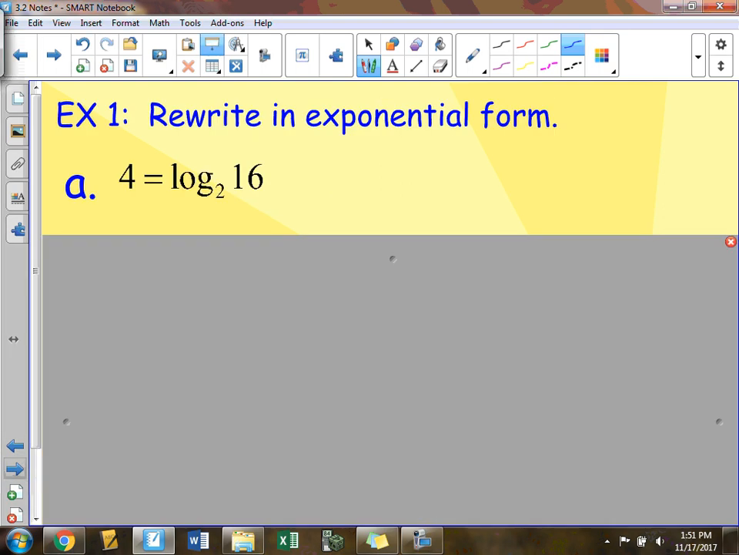Our first example is to be able to rewrite in exponential form. So if we have 4 equals log base 2 of 16, really this first exercise is just making sure that you know how to change forms, because we will use it to graph, we will use it to solve equations, and we will use it to evaluate. All we're doing is starting with the base. If the base of your log is 2, the base of your exponent is 2, then you go to the other side of the equal sign, so to the power of 4, and it's going to be equal to what comes after the log. So 2 to the 4th equals 16 would be exponential form.